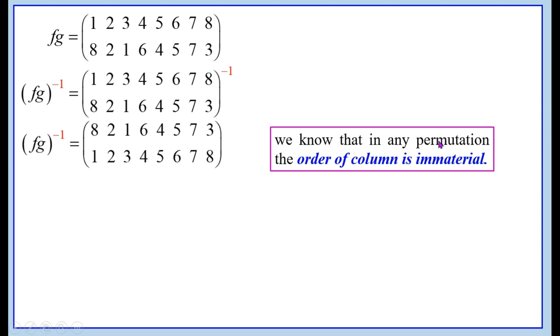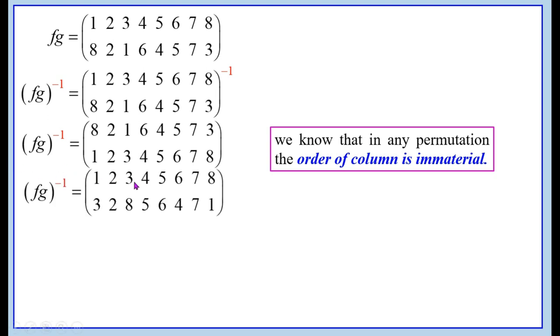We know that in any permutation, the order of columns is immaterial. Therefore, we are going to rearrange the columns so that the first line will be in the serial order 1, 2, 3, 4, 5, 6, 7, 8. But you have to verify whether we have written the corresponding images correctly or not.